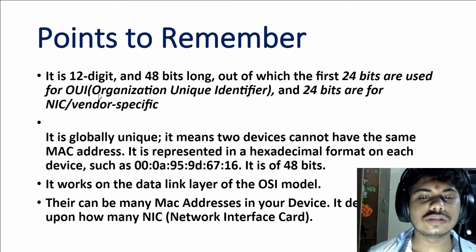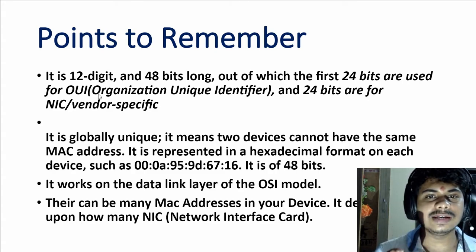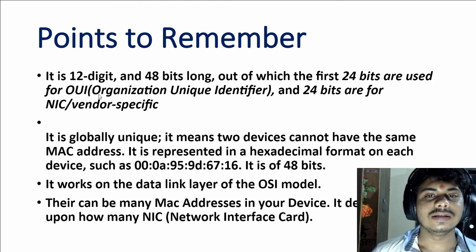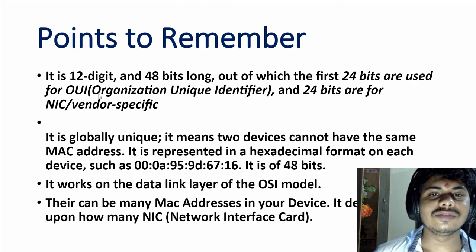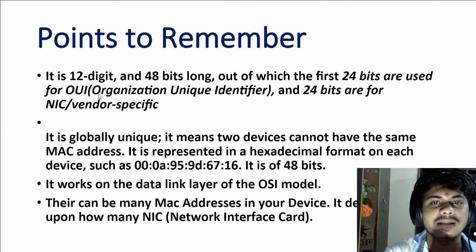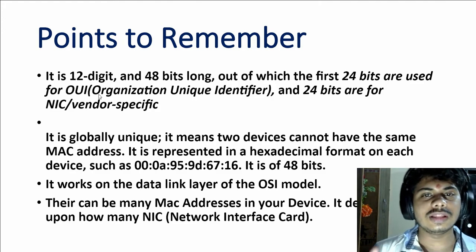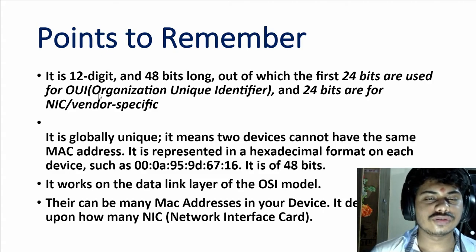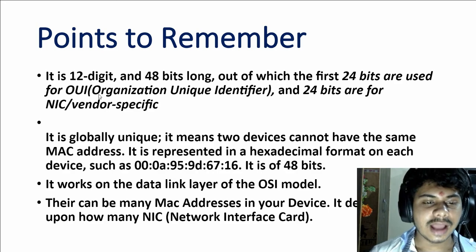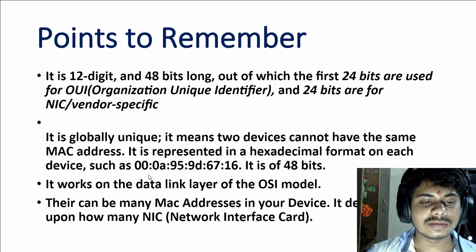Now some points to remember: a MAC address contains 12 digits, and each digit is of 4 bits. So each digit contains 4 bits. There are 24 bits at the starting, and there are 24 bits at the end. When you total them, there are 48 bits. I will show you in my next slide what a MAC address looks like. And it also looks like this. So now you can see that it looks like this.